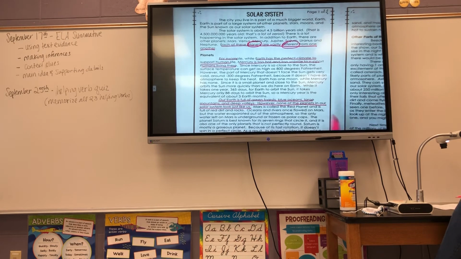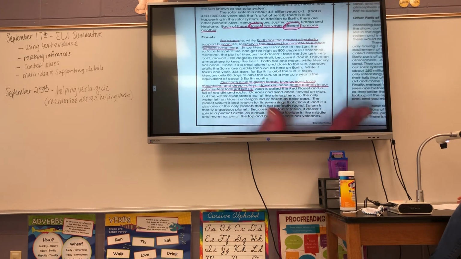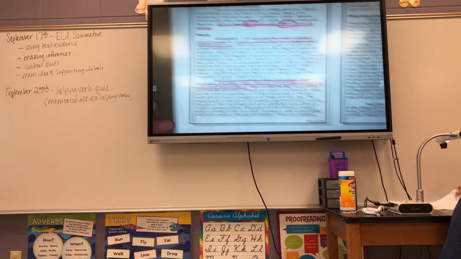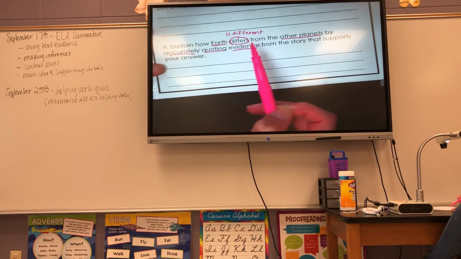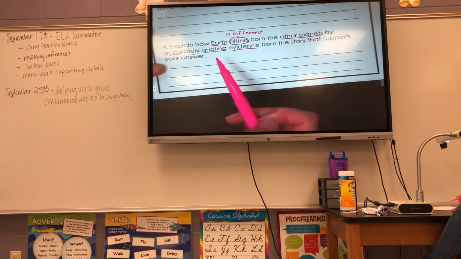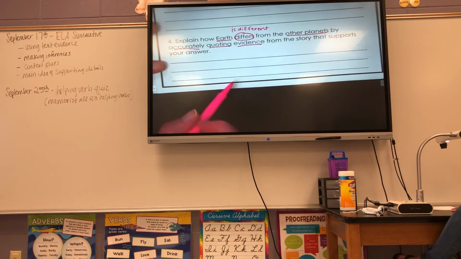So not only can we support human life, whereas Mercury's too hot, but that's just talking about the one planet there, and I do have to have quotes about it. So I'm going to go down to this next sentence where it says, our Earth is full of green forests, blue oceans, large mountains, and deep valleys. However, none of the other planets. So that's actually comparing Earth to all the other planets. So that's exactly the information that I think they were asking for in number 4, because it says, explain how Earth is different from the other planets by accurately quoting evidence from the story that supports your answer. So I'm going to go back because I need to restate.